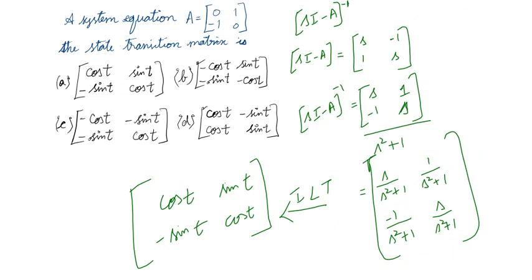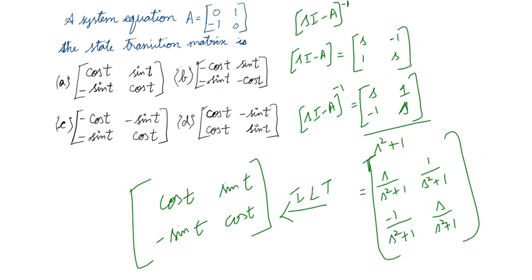Next, it's a problem where A is given. They are asking for the state transition matrix. So how do we find the state transition matrix? You just have to take the inverse of sI minus A. What is sI minus A? This is the expression I get. How to take the inverse? Take the adjoint of sI minus A divided by its determinant, dividing each element by this term.